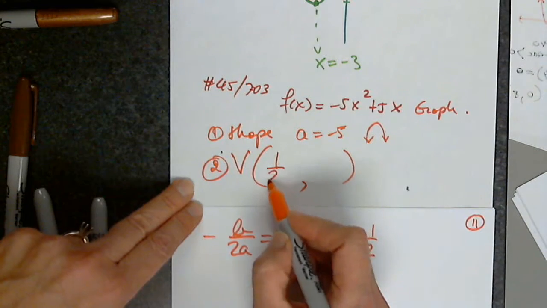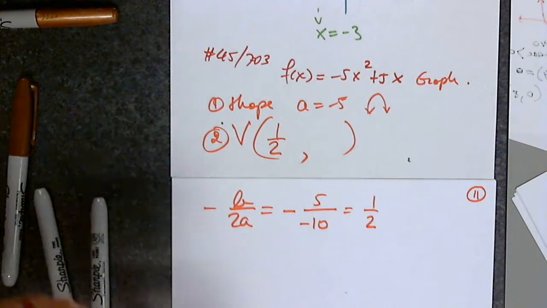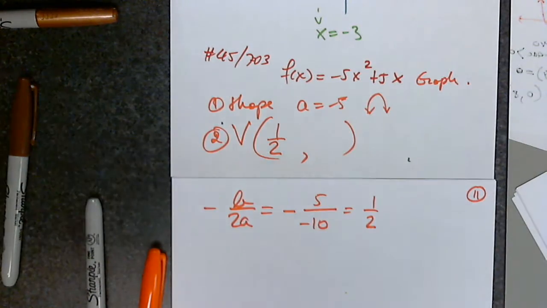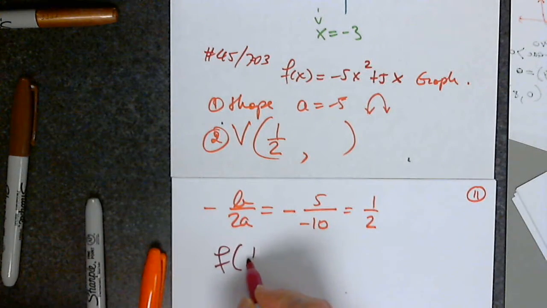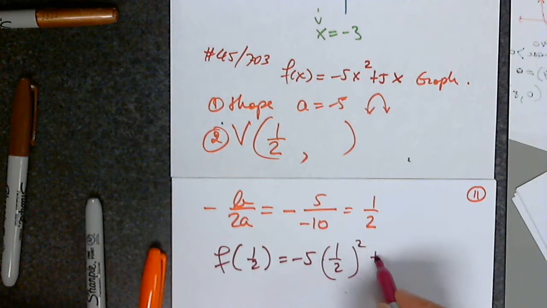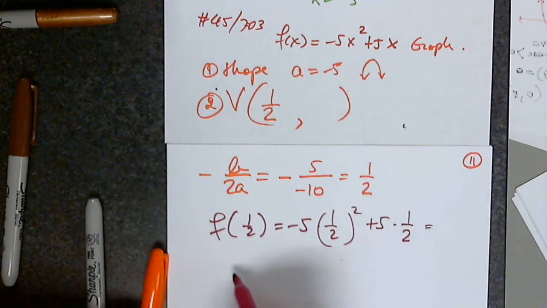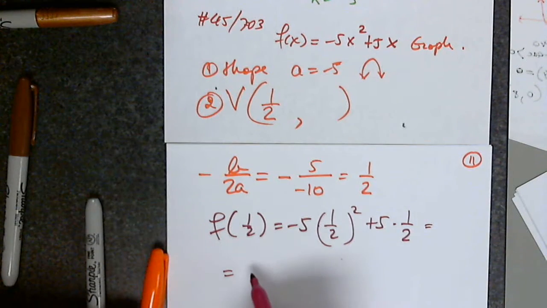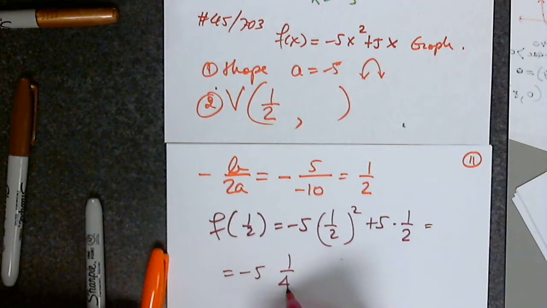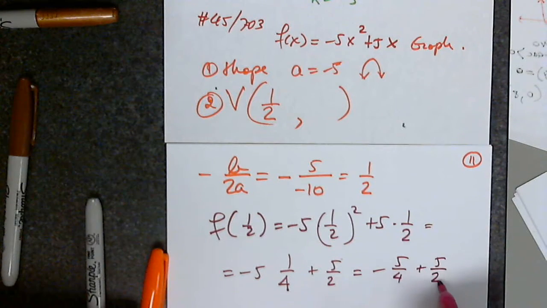As you see, this is not a friendly number to work with. Good. How do I find the y coordinate? Once I have x, yes, I have to plug it in. So f of 1/2. -5 times 1/2 squared plus 5 times 1/2. I would have liked to factor something, but that's okay. So -5 times 1/4 plus 5/2, or -5/4 plus 5/2.